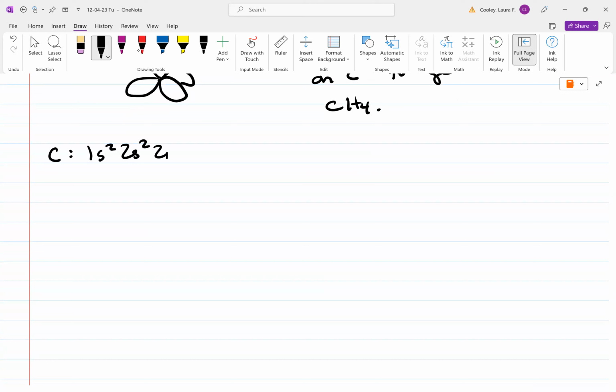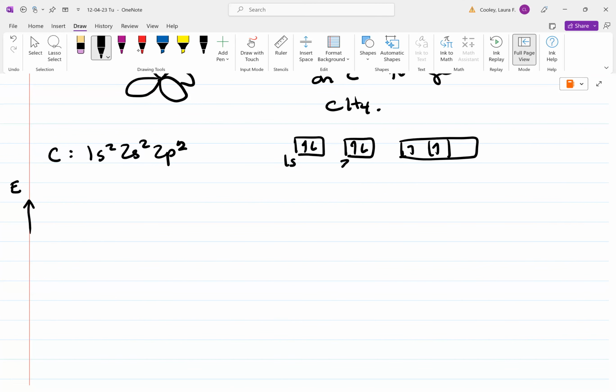So we have this electron configuration for carbon, but I'm going to draw a little energy diagram. We've seen that it's 1s2, 2s2, 2p2, like this. But I'm going to draw it on an energy diagram. So here's my 1s down here. Here's my 2s over here. And here's my 2p above it.